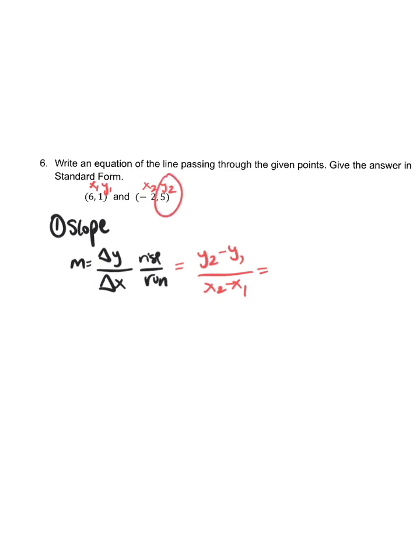So we're starting with the y values, 5 minus 1 over negative 2 minus 6. So this will give us 4 over negative 8, which is negative 1/2. And that is our slope.